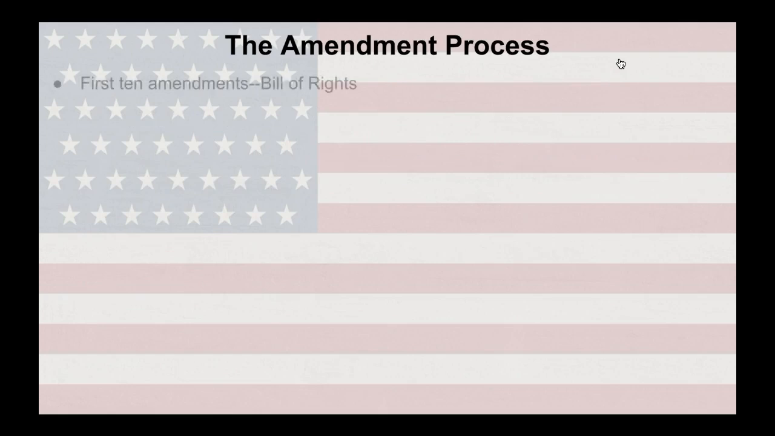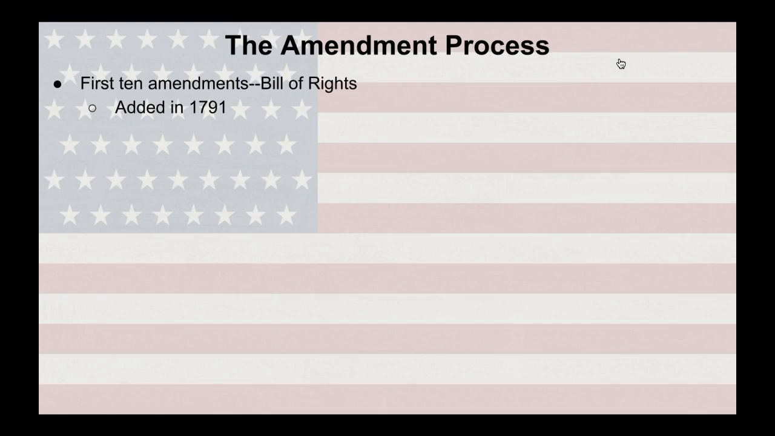So, the amendment process. The first 10 amendments are the Bill of Rights, and they are going to be added nearly immediately after all the states ratify, because we saw in the last lecture that Rhode Island in 1790 is going to be the last state to ratify. The Bill of Rights will be added after that.